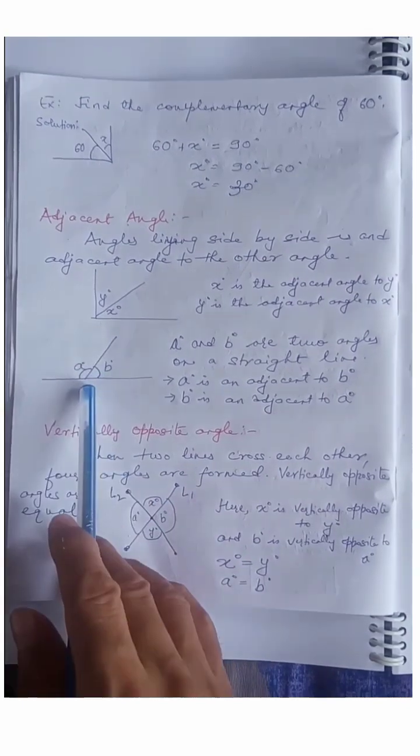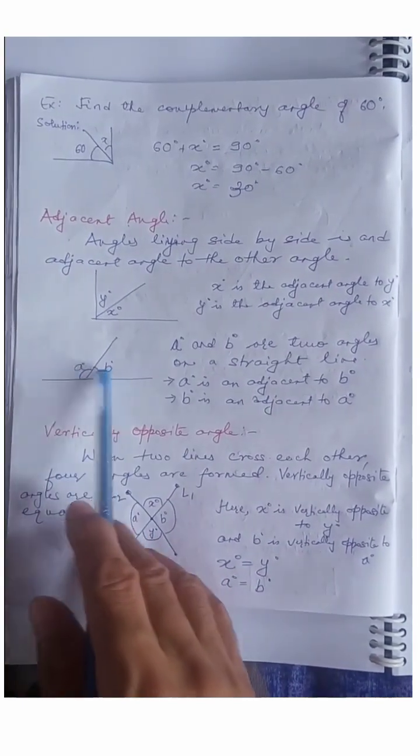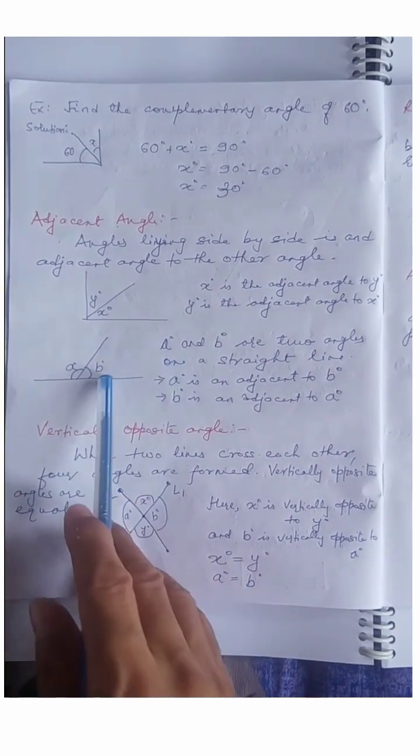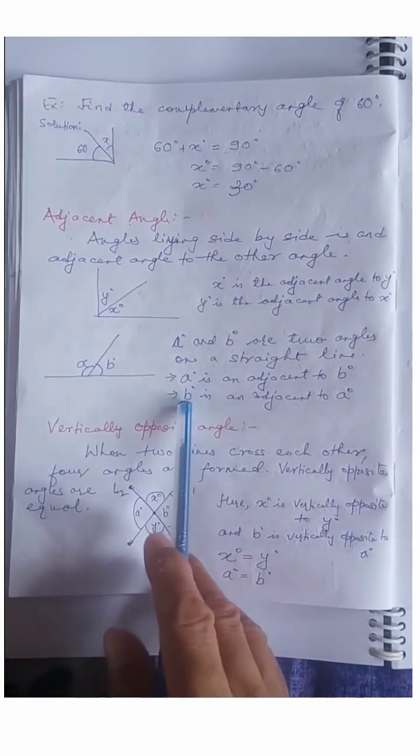Let us take another example on supplementary angle. So a and b. So a is the adjacent angle to b and b is the adjacent angle to a.